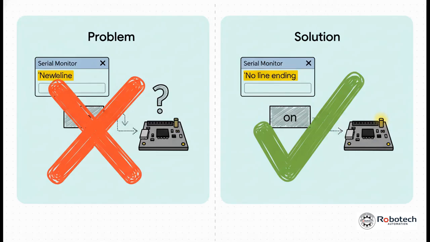The culprit is an invisible character. See, by default, the serial monitor is often set to new line. This means when you press enter, it doesn't just send on, it sends on plus an invisible enter key character. But your code is looking for exactly on, so it doesn't find a match. The fix is so simple. Just change that little drop-down menu in the monitor to no line ending. Now it sends a clean command, and it just works.